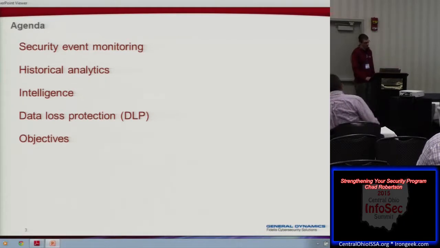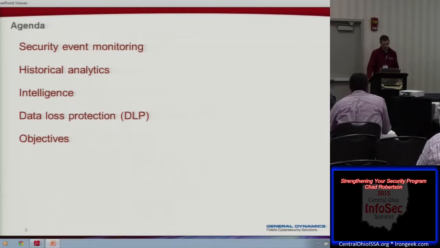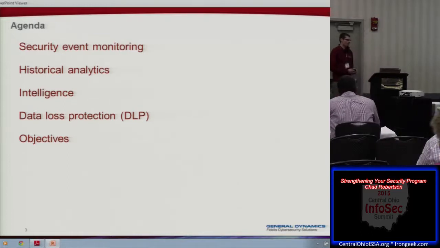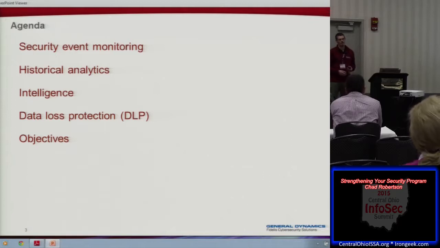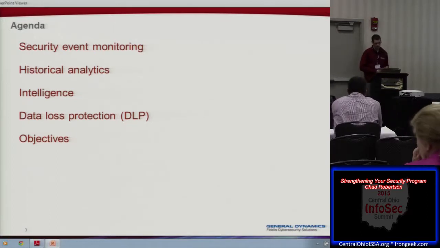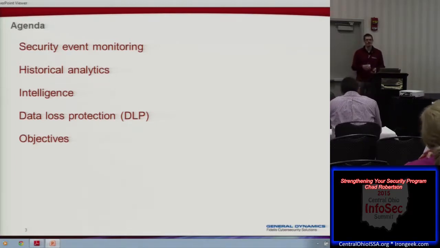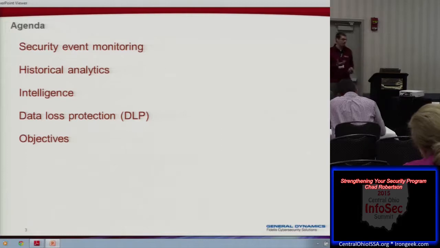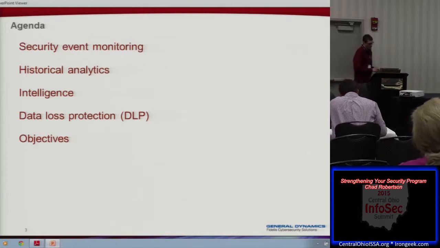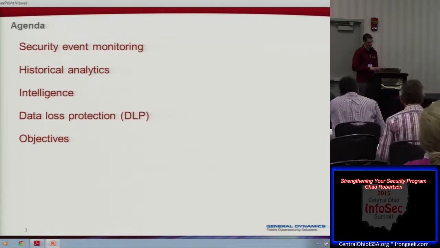So this is the agenda. We'll start by talking about security events, just a basic background, and discuss indicators, what distinguishes an event from an alert, in my eyes. Then historical analytics and how that can play a role in an organization, and intelligence, so receiving intelligence feeds and then acting upon them, what you can do with them. DLP, which helps detect loss of key intellectual property and unusual activity. And then some objectives at the end.